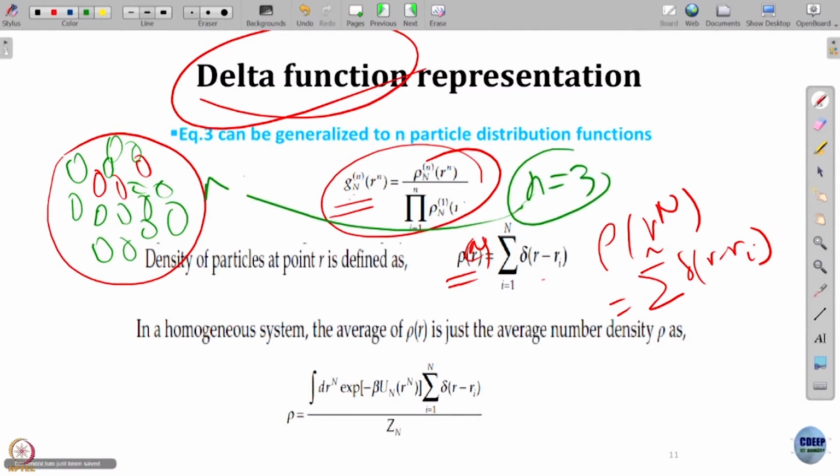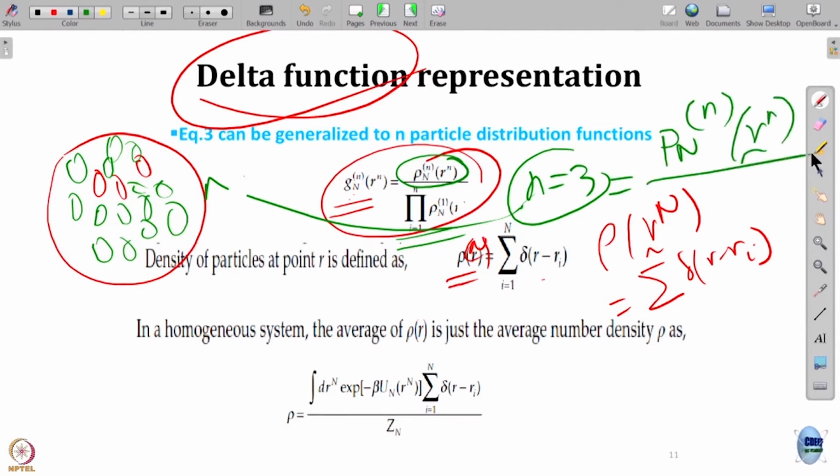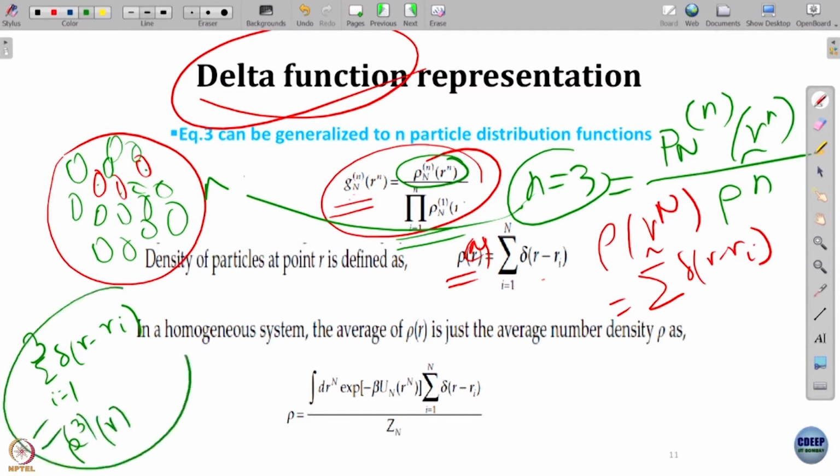And I define that as the 3 particle probability distribution, normalized by rho cube. It is done for an inhomogeneous system that I keep, otherwise I will just make it P n r to the power n divided by rho to the power n. That would be this quantity. As I said, delta function means I can write this as a sum over delta r minus Ri, with i equal to 1 to 3. So, I have the position of these 3, and that will be rho 3 r. So, this is the definition of the delta function representation.